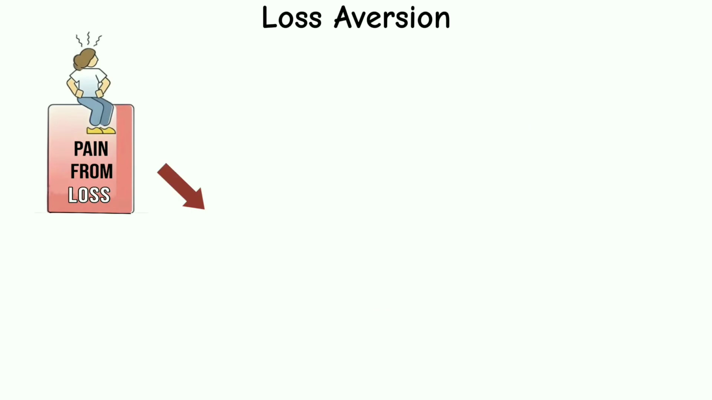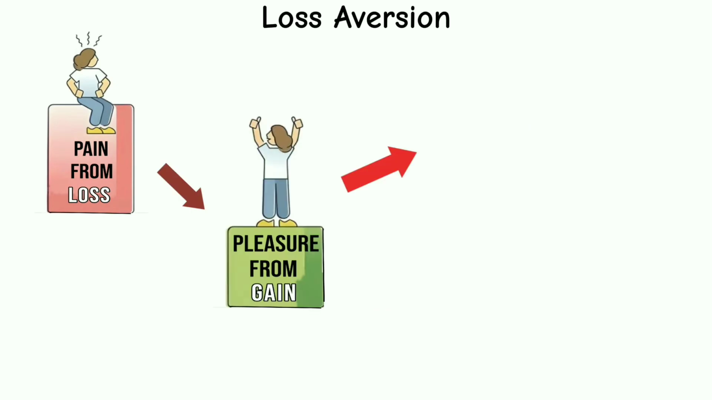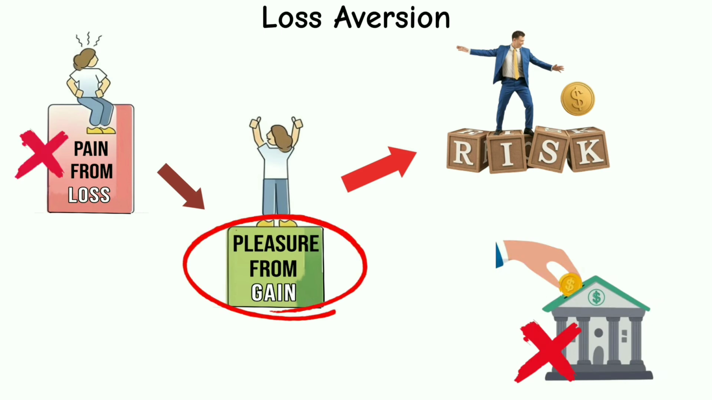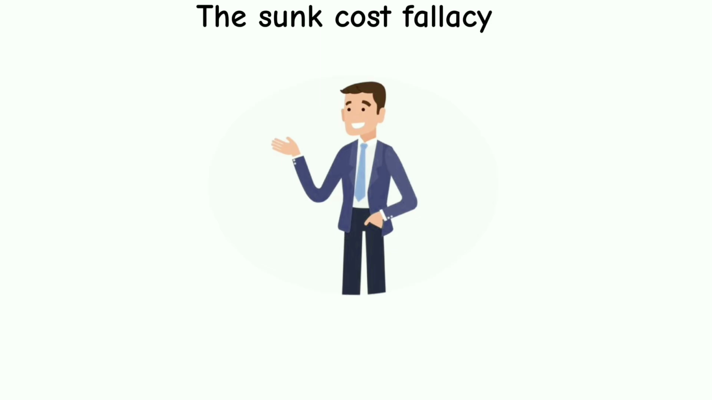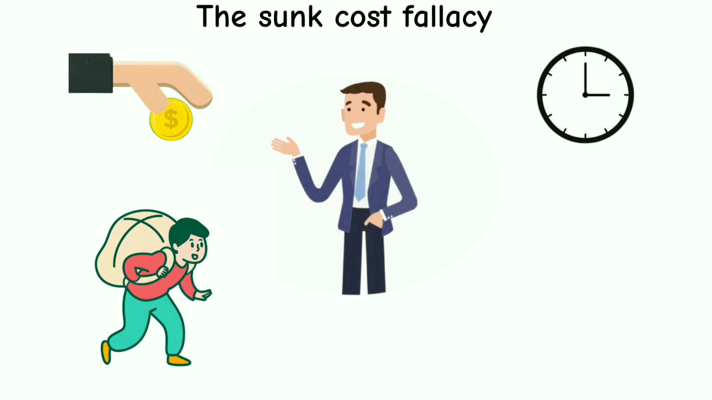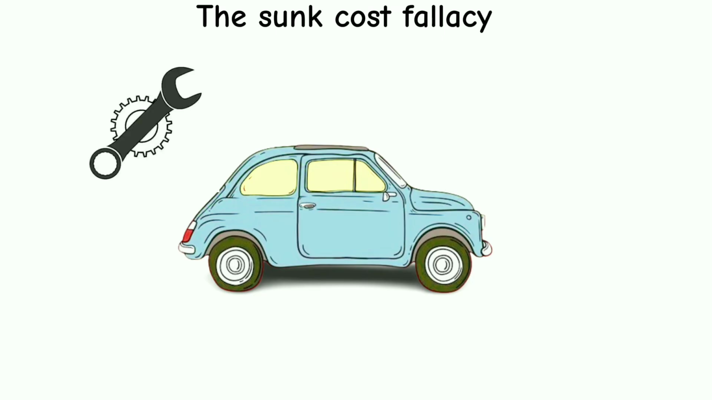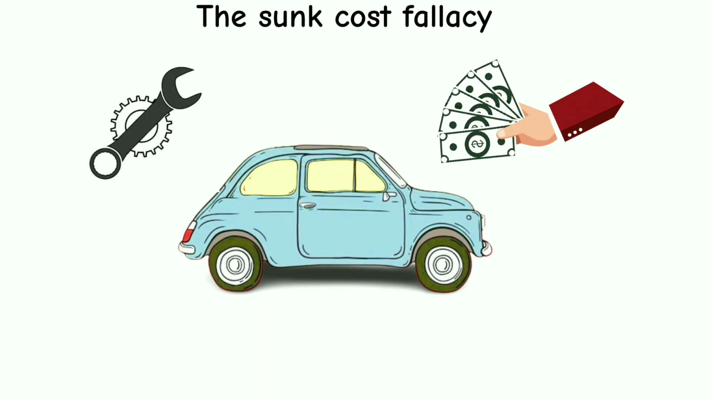Loss aversion. Loss aversion is when the fear of loss takes priority over the desire for gain, leading you to avoid risk, like skipping a promising investment out of concern for losing money. To counter this, focus on what you could gain, not just what you could lose. The sunk cost fallacy. The sunk cost fallacy is when we continue with something just because we've already invested money, effort, or time into it, even if it's no longer worth the cost. This is like driving an old car that constantly needs repairs, just because you've already spent so much on it.